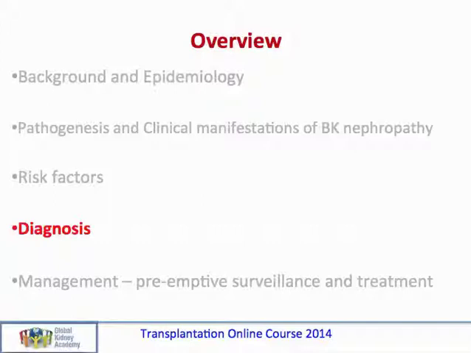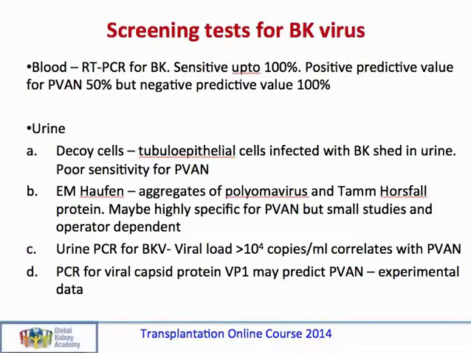So how do we diagnose BK polyoma virus nephropathy and BK viruria and viremia? Well, first of all, you can screen for the BK virus, and you can screen in the blood or the urine. Screening in the blood is usually done by doing RT-PCR for the virus itself, and that's pretty sensitive and can detect the virus pretty well.